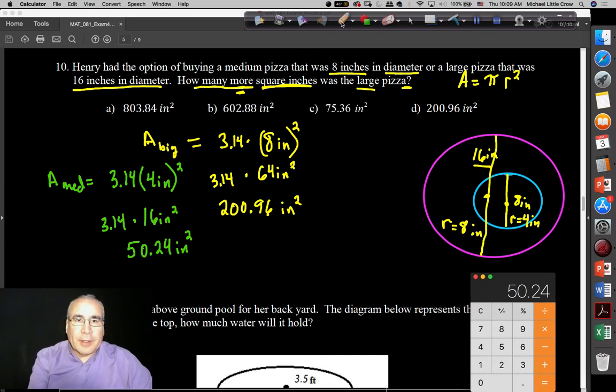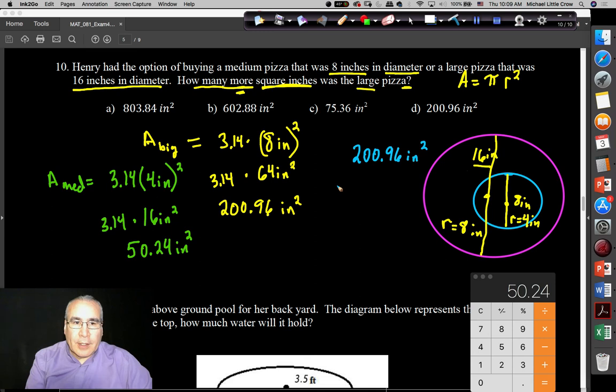So what we're going to do is 200.96 inches squared, subtract off 50.24 inches squared, and when we do the subtraction, 4 from 6 is 2, 2 from 9 is 7, 0, and then 5 from 20 is going to give us 1,550.